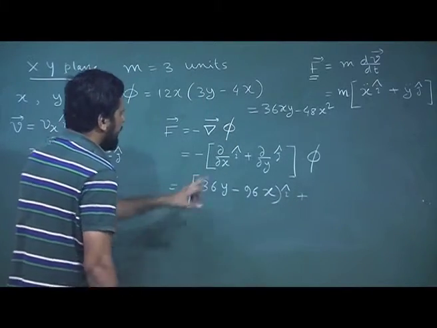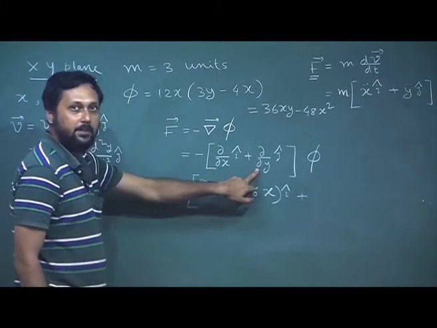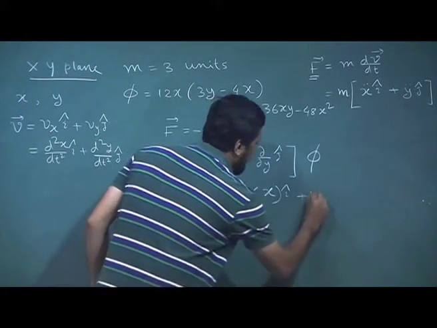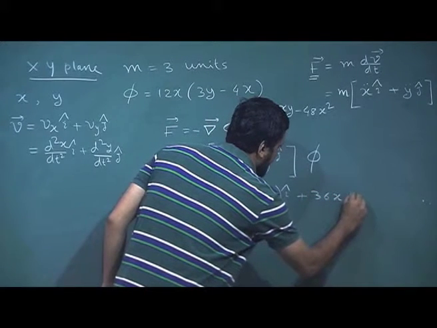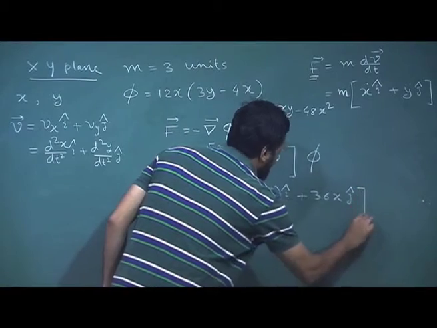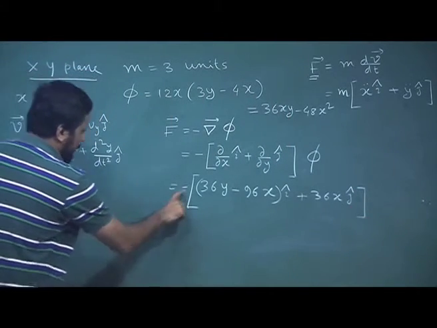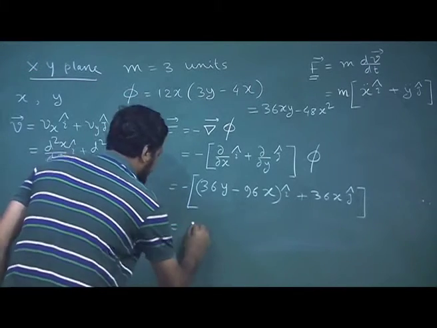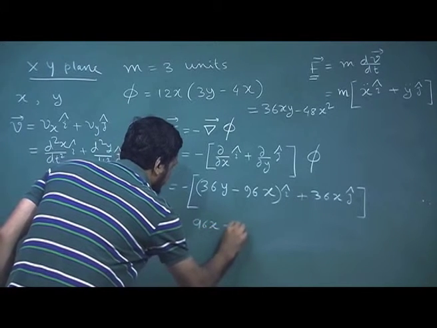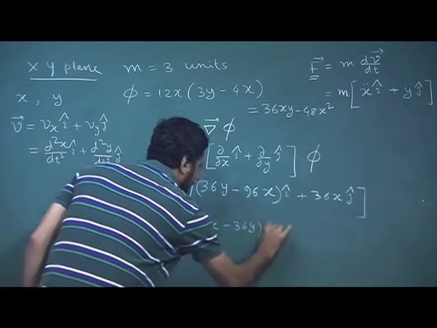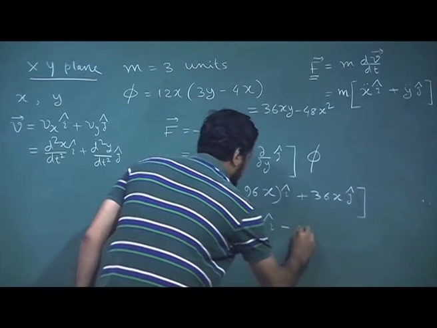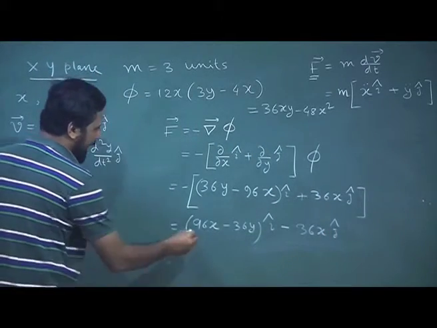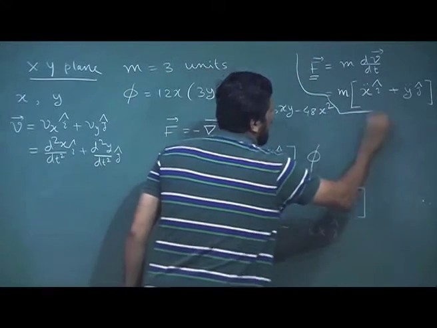plus, now in the second term it is a partial differential with respect to y. So, only the first term will contribute, not the second term. So, we get 36 x j cap. Okay. Now, we include the negative sign and write the complete expression, which will be 96 x minus 36 y I cap minus 36 x j cap. Now, once we plug it back into this equation here, okay.